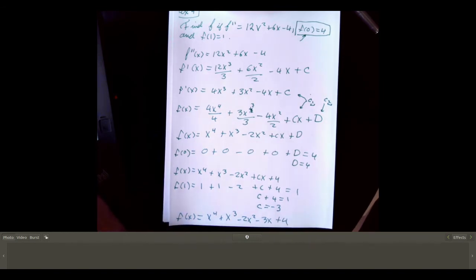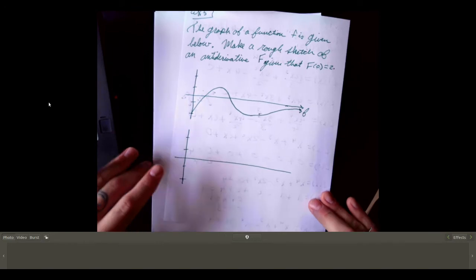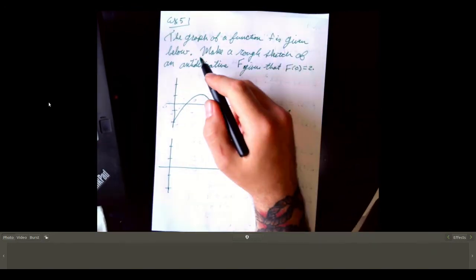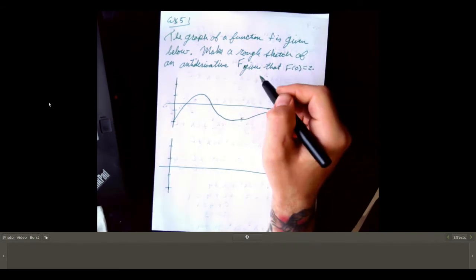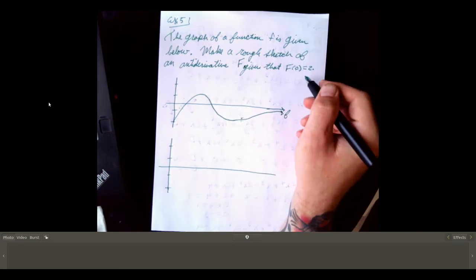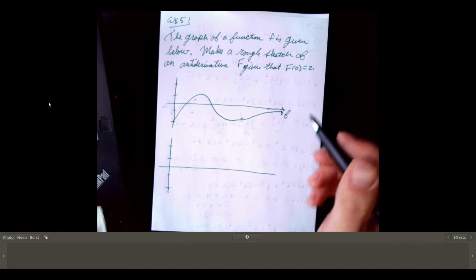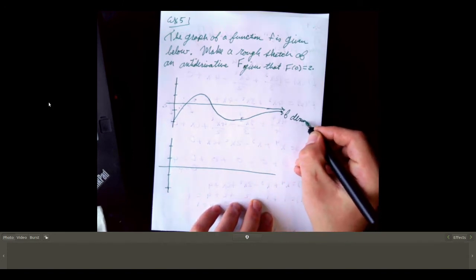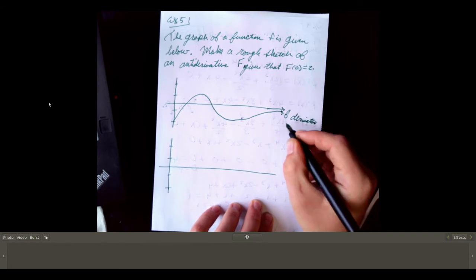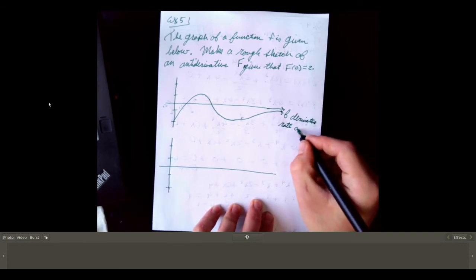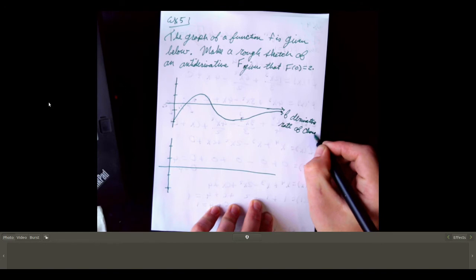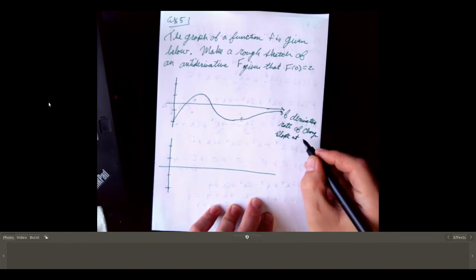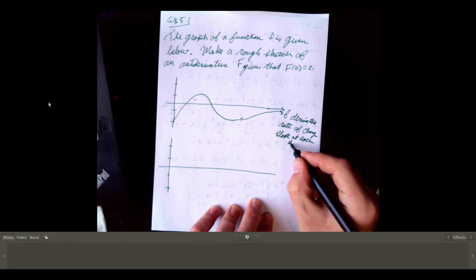Perfect. Let me get set up. Okay, so for example 5, the graph of a function f is given below. Make a rough sketch of an antiderivative f given that f of 0 is equal to 2. So this is f. This is the derivative. The rate of change, or the slope at each point.